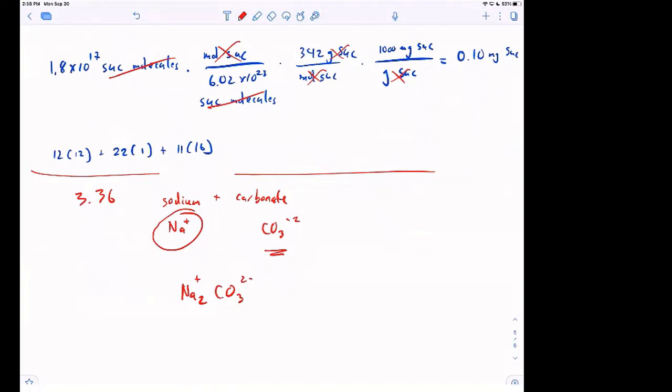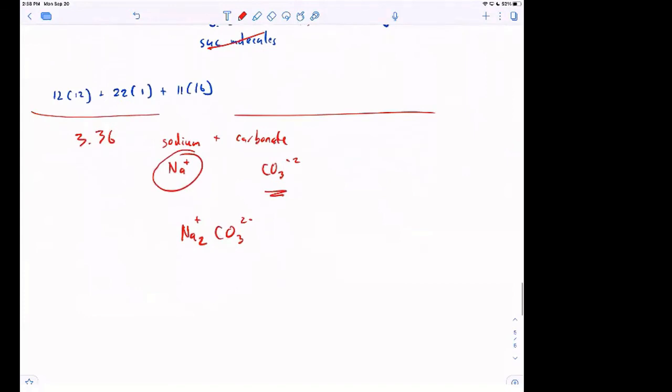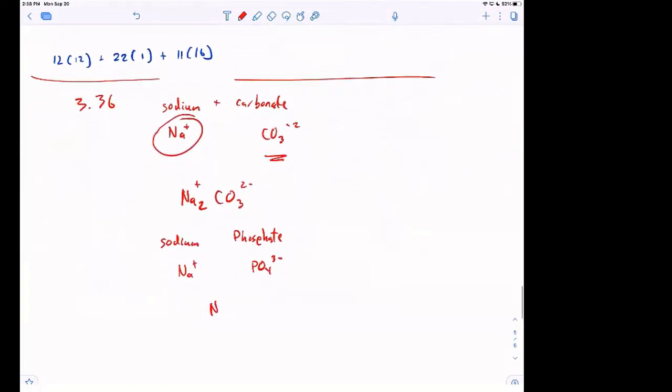The next one is sodium phosphate. So sodium and then phosphate. Sodium is Na+, phosphate is PO4 -3. So same logic, you have to have 3 of the positive charges to counteract the -3 charge.